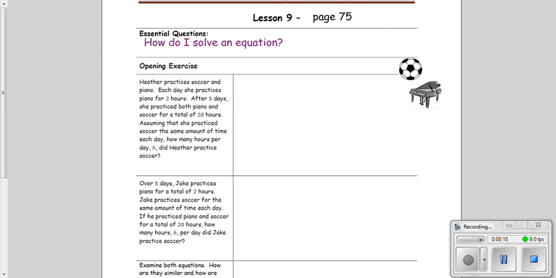Our opening exercise question. Heather practices soccer and piano. Each day she practices piano for 2 hours. After 5 days, she practiced both piano and soccer for a total of 20 hours. Assuming that she practiced soccer the same amount of time each day, how many hours per day, H, did Heather practice soccer? Pause the video for a moment and write the equation to solve this problem.